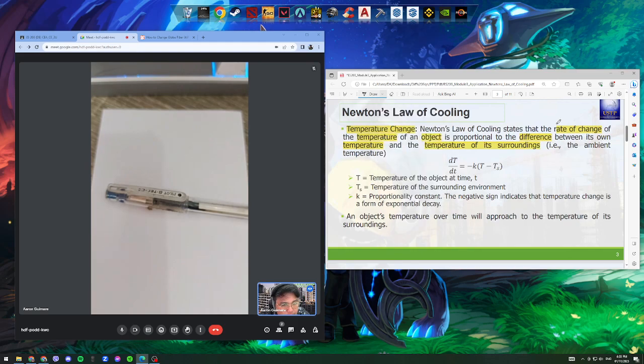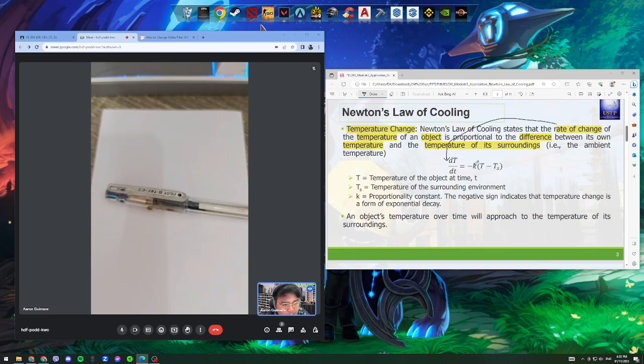Again, this is our rate of change, dT over dt. There are two t's here, but we have a legend. The capital T stands for the temperature of the object at time t, where the small t always represents time. TS represents the temperature of the surrounding environment, or the ambient temperature. k is the proportionality constant.